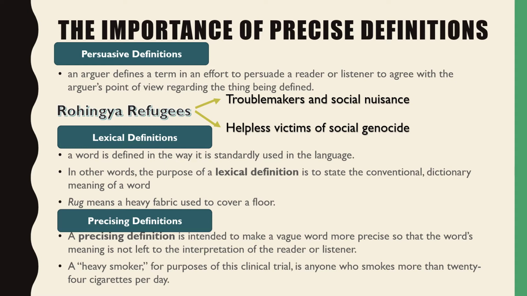Moving along, precising definitions. A precising definition is intended to make a vague word more precise so that the word's meaning is not left to the interpretation of the reader or listener. For example, the word heavy smoker, for purpose of this clinical trial, is anyone who smokes more than 24 cigarettes per day.